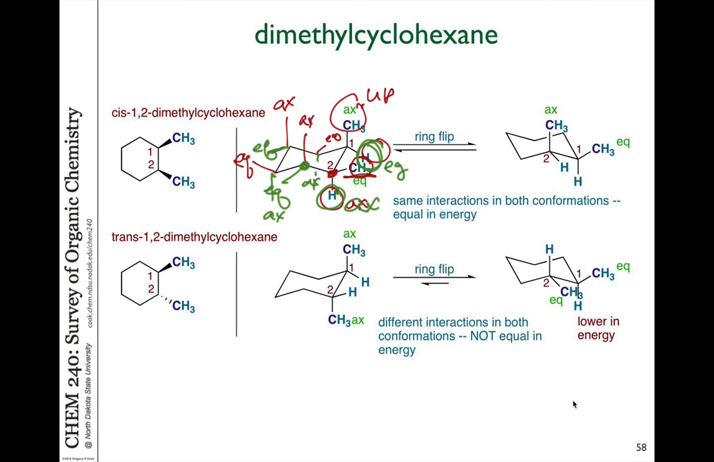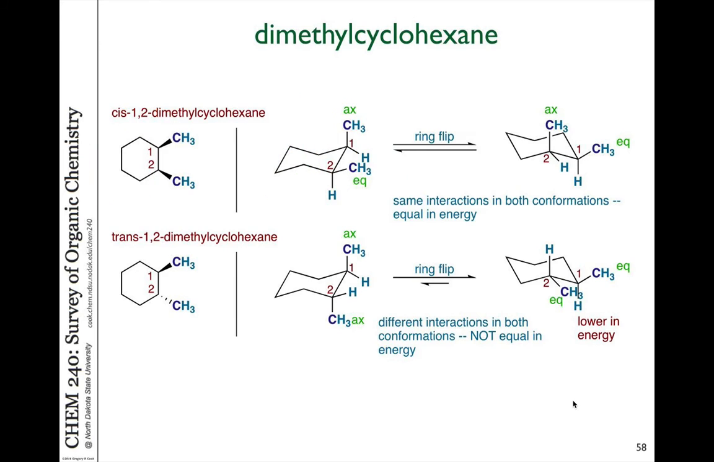So the axial equatorial relative to the face of the ring, if we were to draw it flat like this, would alternate from one carbon to the next as we look at this chair cyclohexane structure. So with that in mind, let's take a look at what happens when we have 1,2-dimethylcyclohexane, and we'll take a look at both stereoisomers.